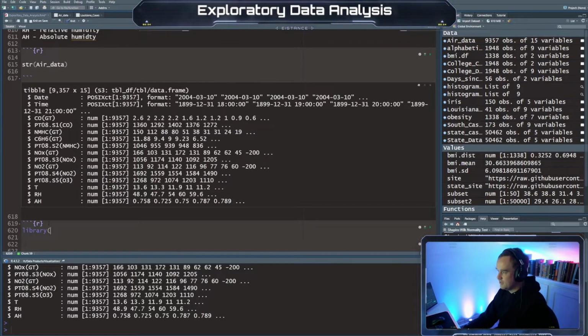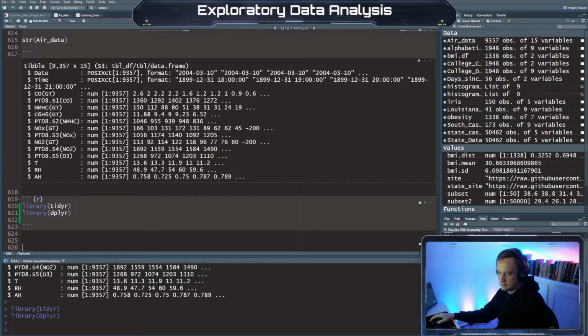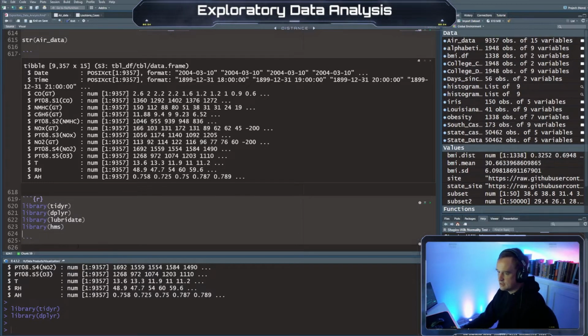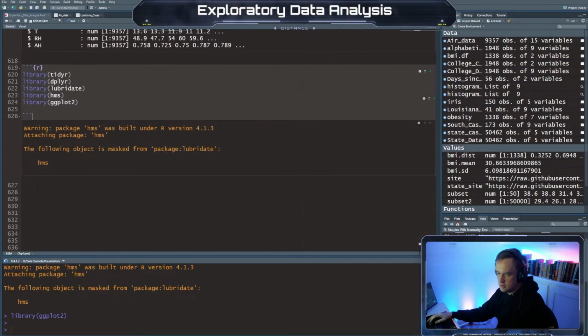So now let's load a couple packages. We've loaded them above, but if you're just doing this portion of the video or something, we'll load them again. It doesn't hurt to load them again. tidyr and dplyr. And actually we want to add a few more here. Library lubridate, library hms, and library ggplot2. Okay, so let's run these. Beautiful.